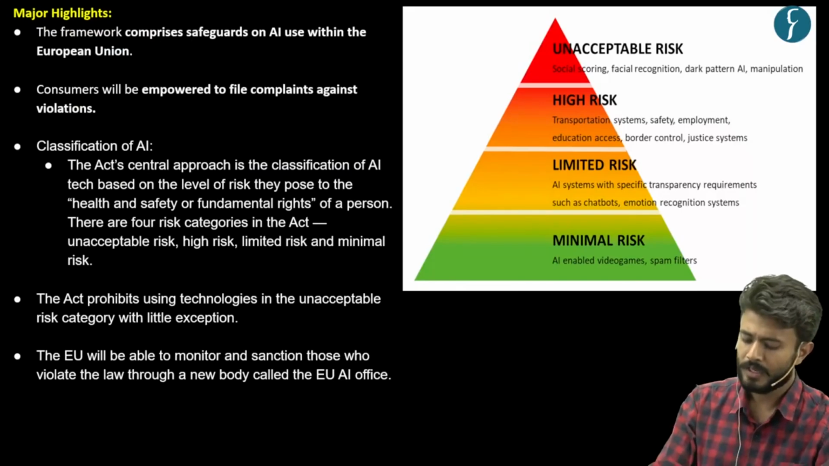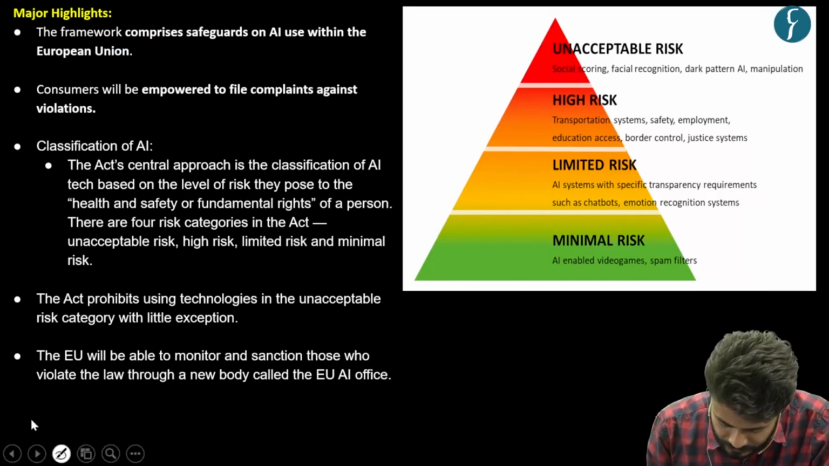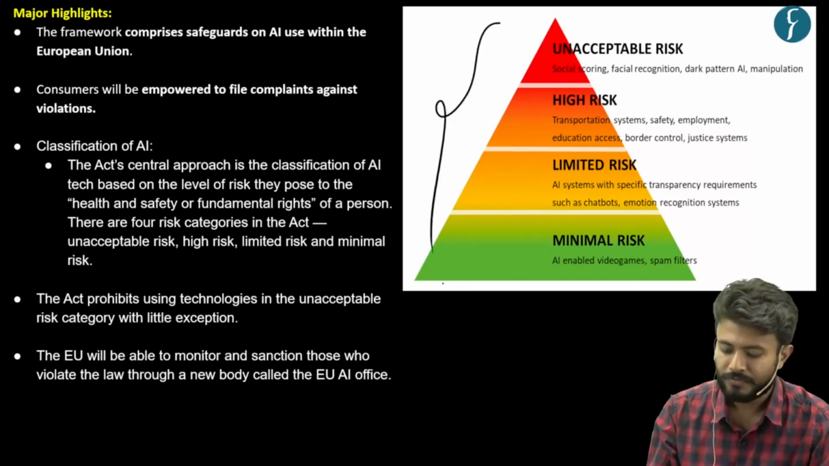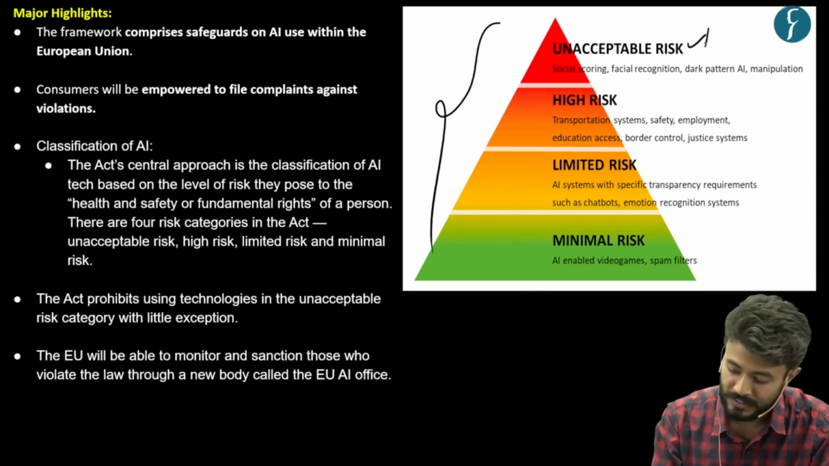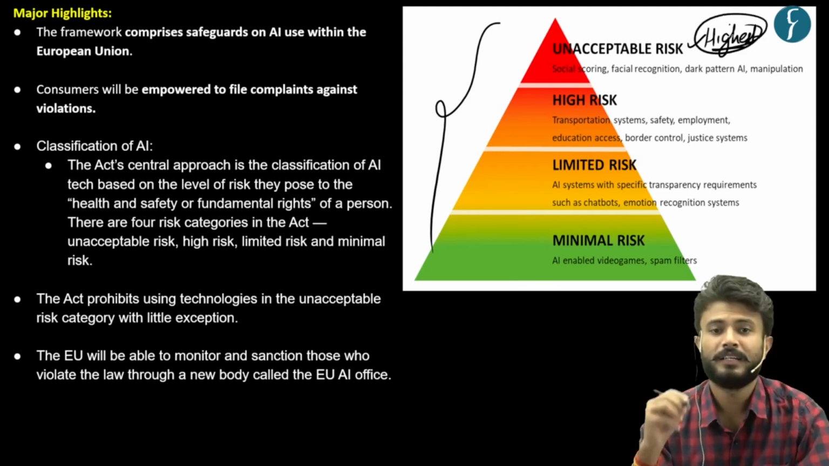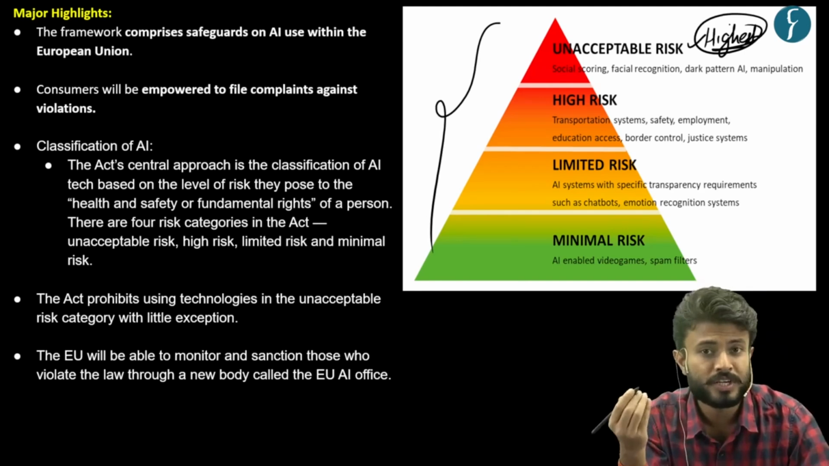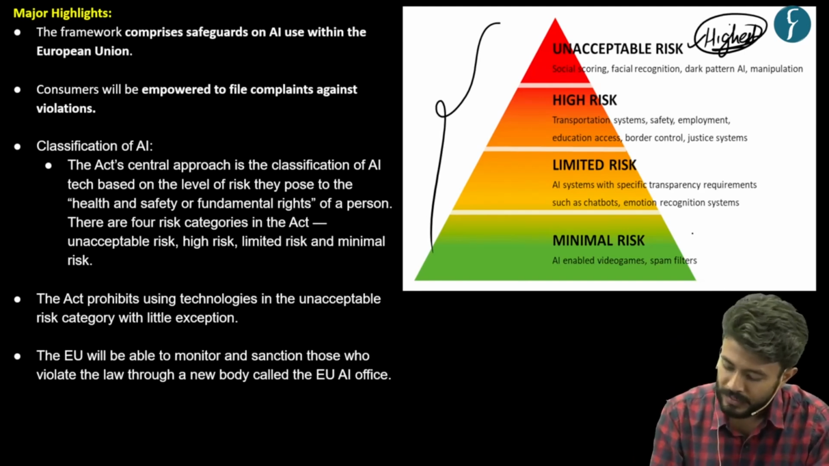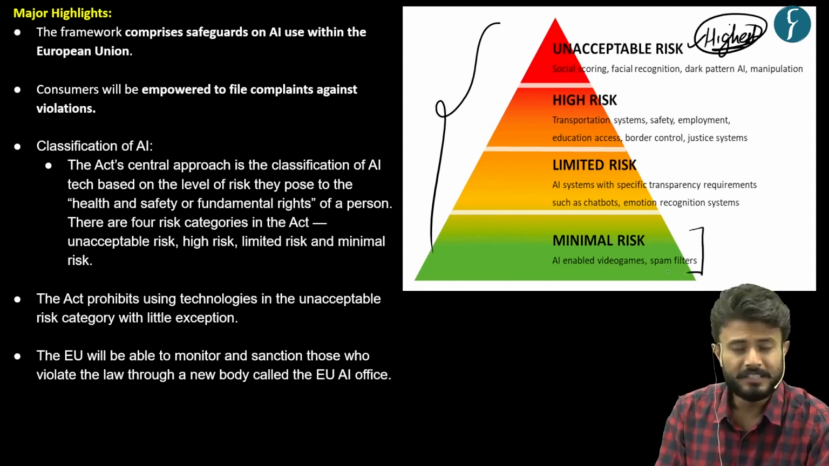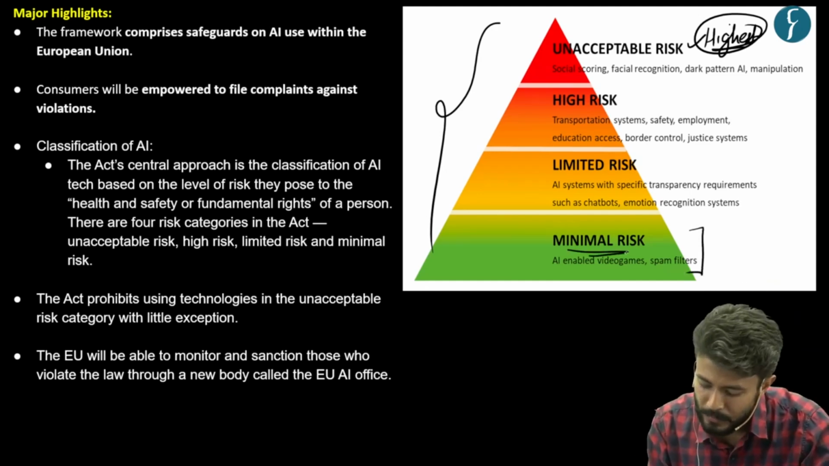Okay. So as you can see in this picture, there are 4 categories. One is the unacceptable risk. So this is the highest category, right? That means this category will have the most stringent laws, correct? As you go down, the bottommost category is the minimal risk.